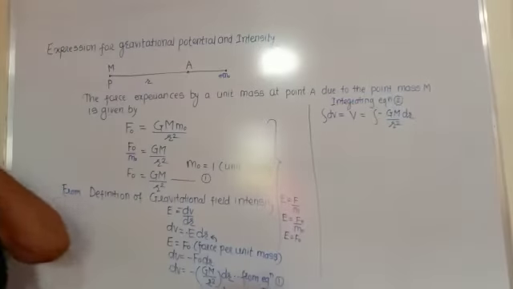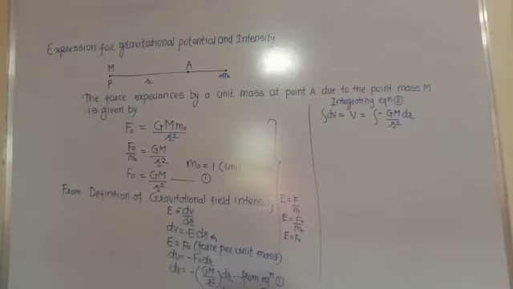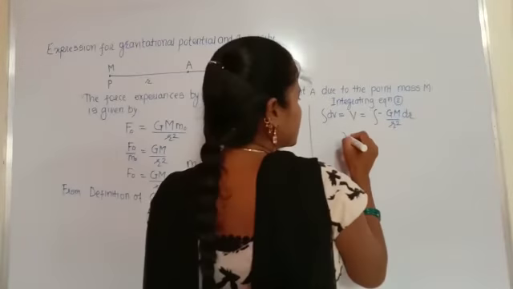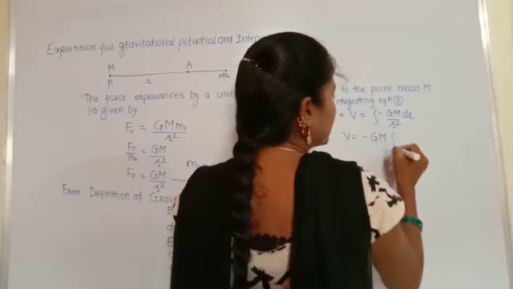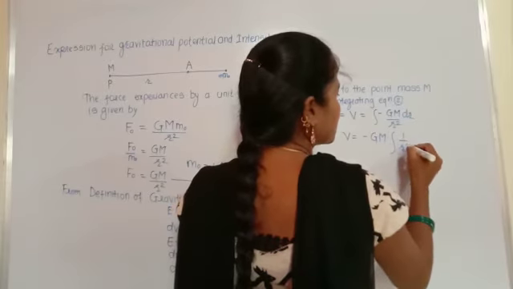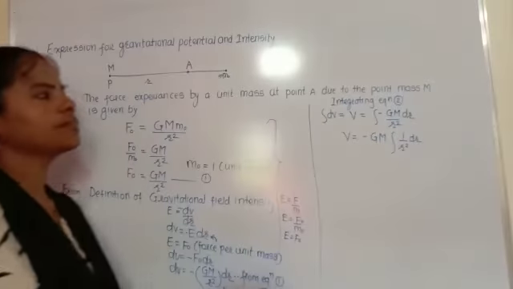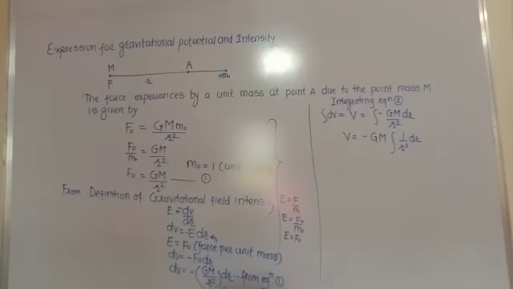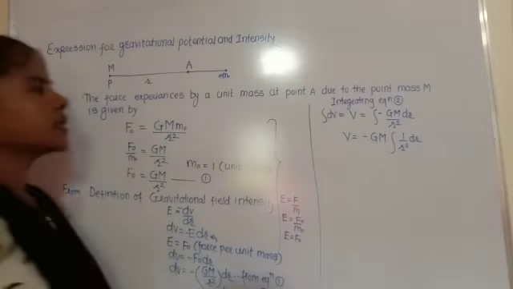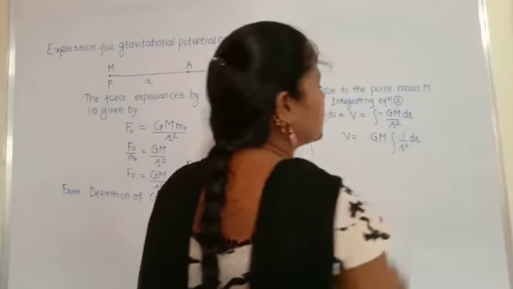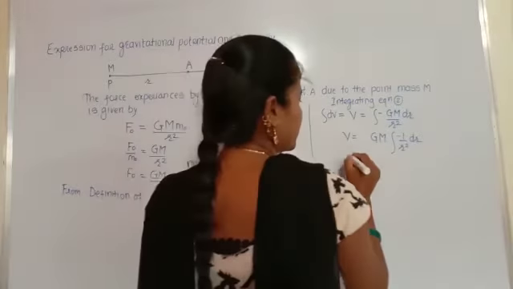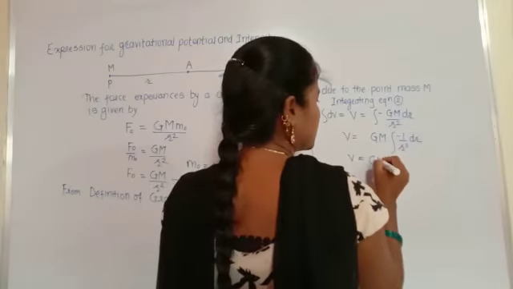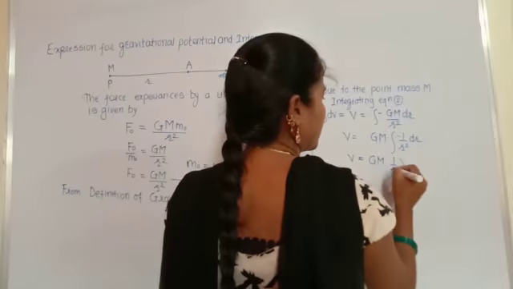Here G is a constant, so V is equal to minus G M outside, and the integration part is 1 by r square into dr. G is the gravitational constant, M is the point mass which is fixed, so this is a constant value, and the integration here is of minus 1 by r square into dr. The integration of this term is positive 1 by r, so V is equal to G M by r.